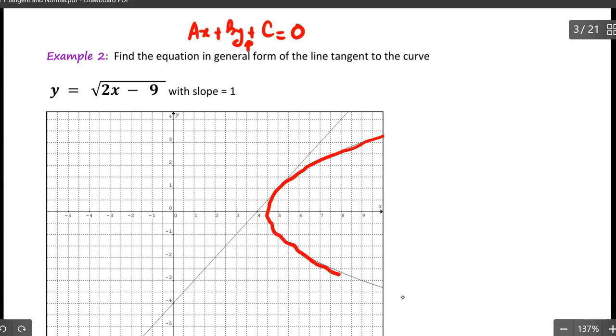Okay, so the square root means that I have a parabola that opens to the side. And then I'm given this line here, and I need to find the equation for this tangent line.